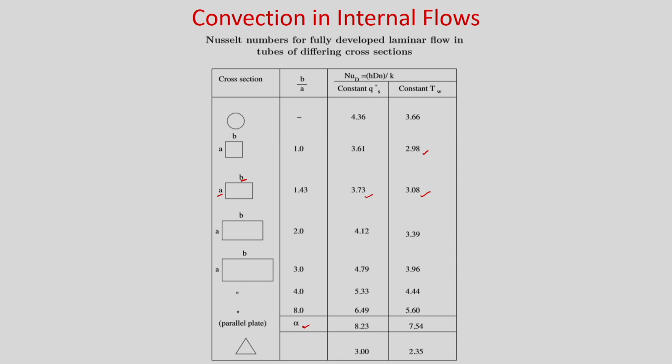In this particular case we have already derived the Nusselt number: for constant wall heat flux it is 8.23, and for constant wall temperature it is 7.54. And if it is a triangular cross sectional channel, then the Nusselt number is 3 for constant wall heat flux and 2.35 for constant wall temperature. And you see that the Nusselt number we have defined based on the hydraulic diameter. So, first let us take this problem.